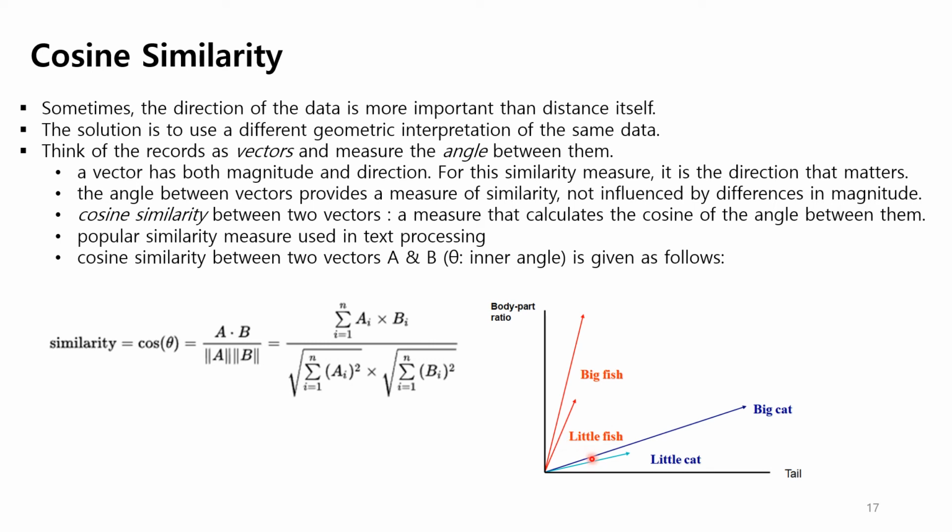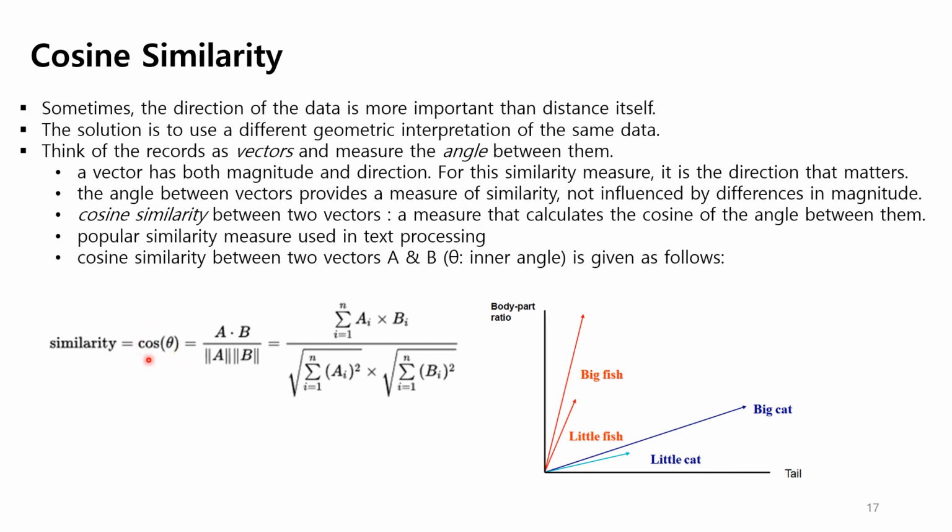The exact definition of cosine similarity is cosine theta, where theta is the angle between the two vectors. So that's the exact definition of cosine similarity, like this.